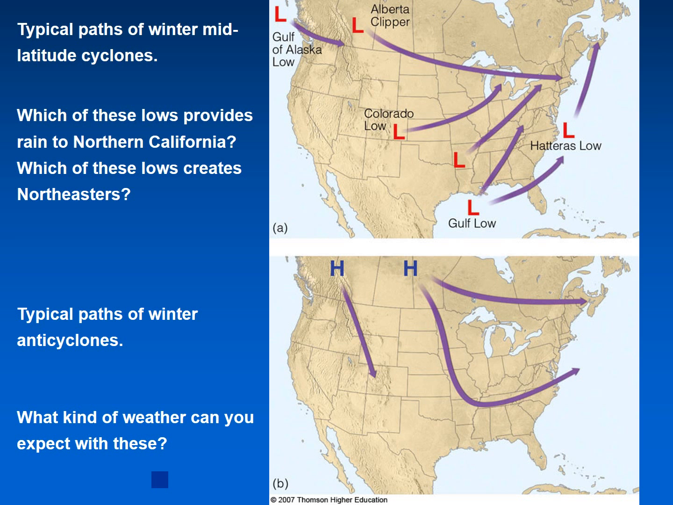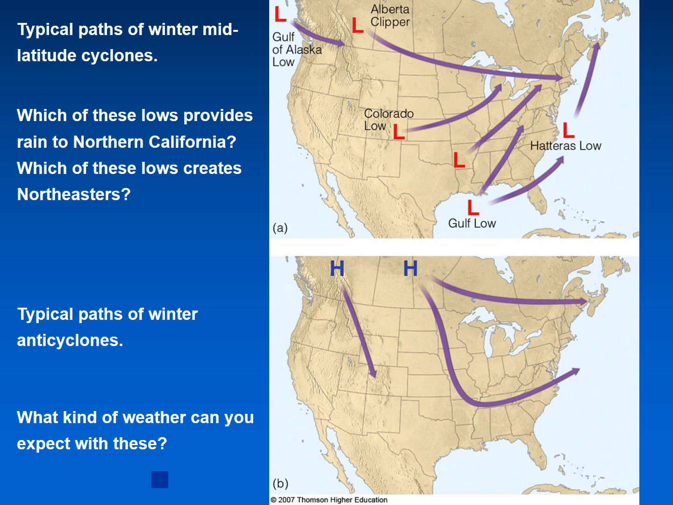Here's a figure from the book. It's really made of two figures showing in the upper part typical paths of winter mid-latitude cyclones along with their formation regions. And on the bottom, typical paths of winter anticyclones.